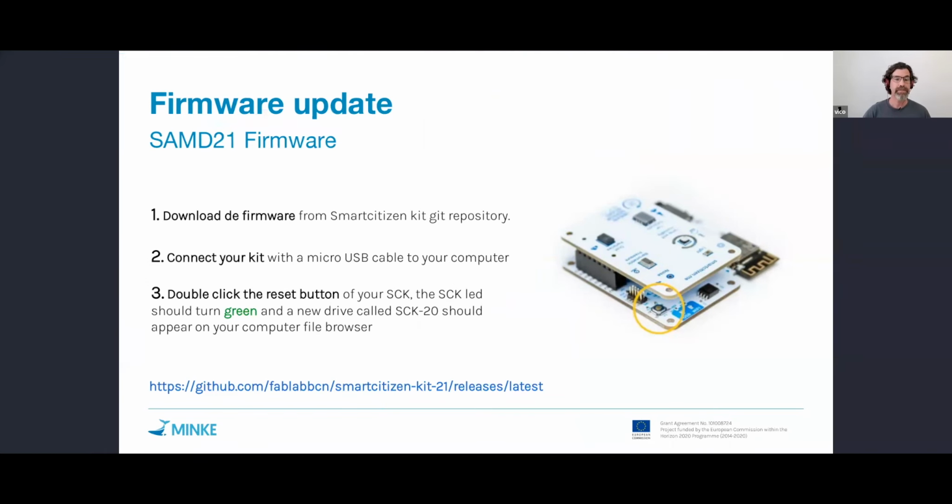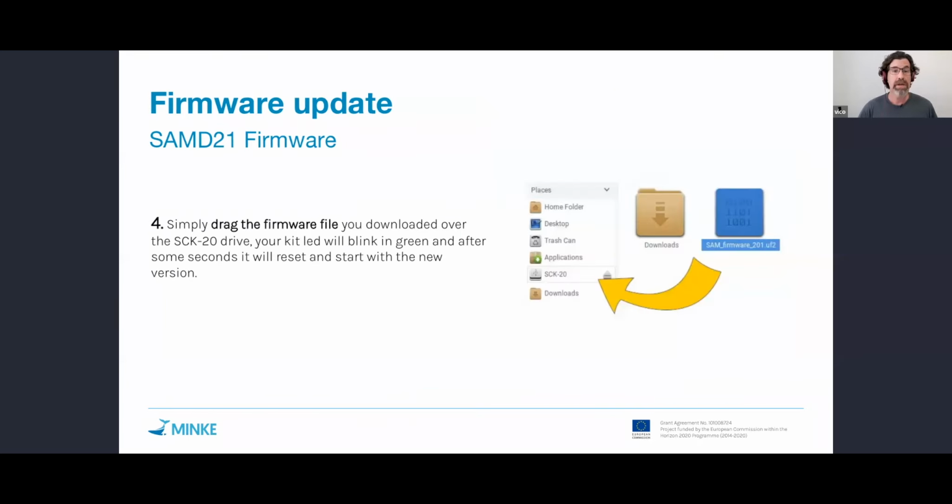Okay. So here on the slide, you can see the link to the GitHub repository where you can download this file. And as you saw before, if you put the device in update mode, you will have a link directly on your computer. As simple as that, the kit has a new version, and you're done with the SAMP update.